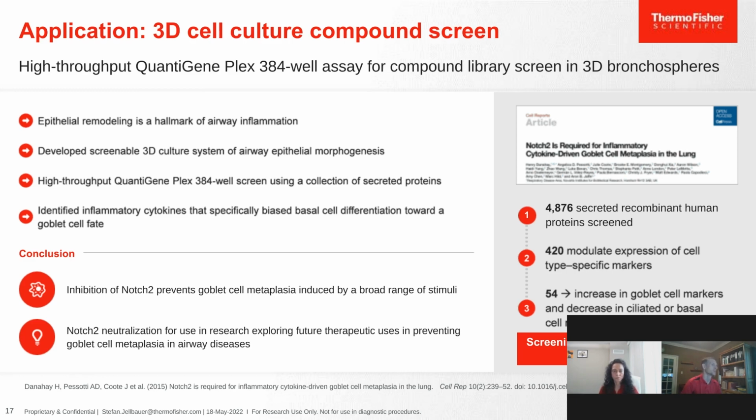So more specifically, they concluded that the inhibition of the Notch2 pathway prevents goblet cell metaplasia induced by a broad range of the stimuli that they measured. And they are also now exploring future therapeutic uses in preventing this condition in airway diseases. So in summary, the QuantiGene Plex 384-well screen was extremely helpful to reach their goals.